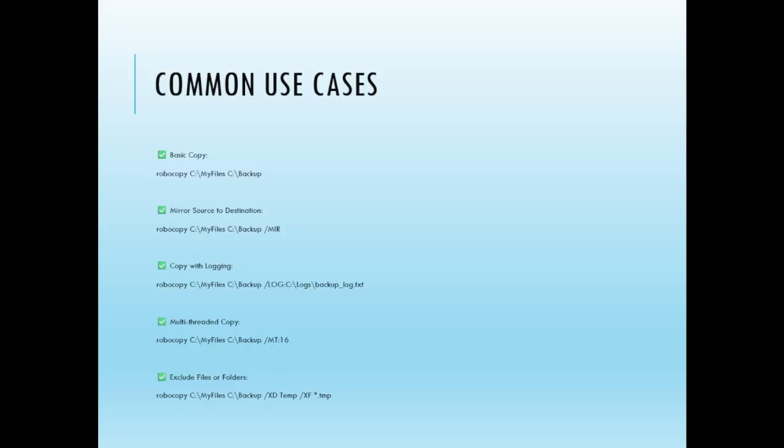Let's look at some real world examples. Basic copy, which I already showed you earlier, and mirror source to destination. Robocopy source folder, destination folder /mir. This mirrors the source folder to the destination and deletes any folders or files in the destination that don't exist in the source folder.